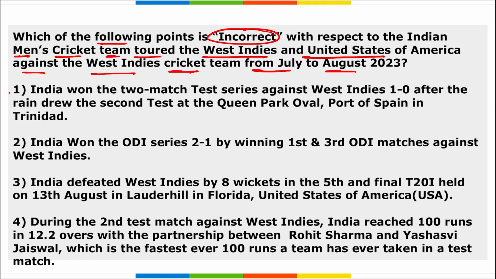See, if we are looking at the options, we have to tell which among the following is incorrect. So considering all are correct, just the option C is wrongly mentioned here. That is, India defeated West Indies by 8 wickets in the 5th and the final T20 international held on 13th August in Lauderhill in Florida, USA. So remember, India here won the test series against West Indies, right? They defeated West Indies.